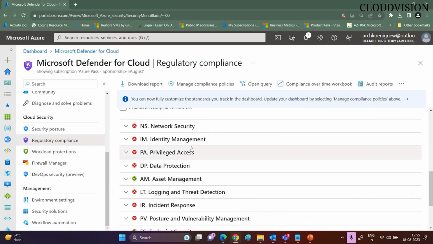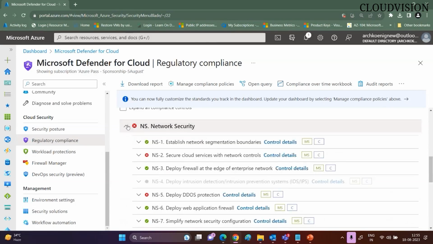These standards cover network, identity, data protection, and compute across various services: NS, IM, PA, DP. These are the dedicated standards for dedicated categories. If I talk about network security, I can see these are the network security controls that they have suggested. So this is the recommendation of Microsoft. Along with that, you can see how exactly we are going to control it, and who is going to control it. MS means Microsoft is responsible, or C means the customer is responsible.